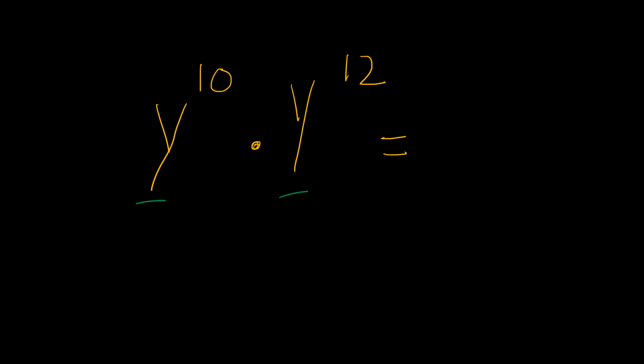Let's do another one. Let's say we just have something kind of generic. Let's say we have y to the 10th power times y to the 12th power, and we want to know what this equals. Well, they do have the same base, even though it's a variable, it's y. So we know we can add the exponents. So 10 and 12 is 22. So we have y to the 22nd power.